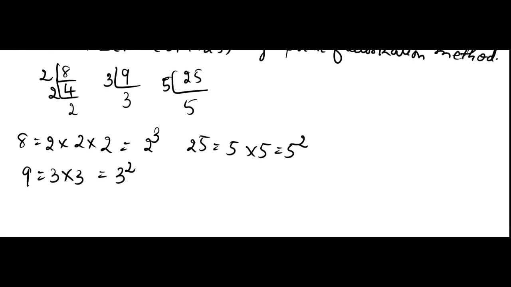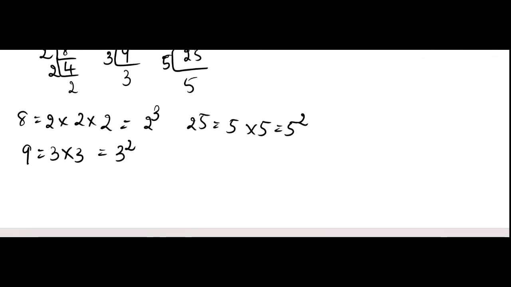Now we can write the HCF of 8, 9, 25. What is that? Nothing but we have to look into the common primes. Here nothing is common. Here 2 is there, here 3 is there, here 5 is there, correct? So nothing is common, that's why HCF is 1.